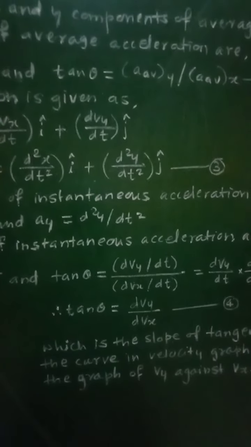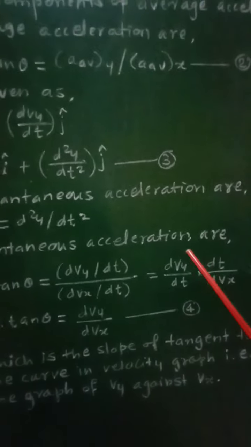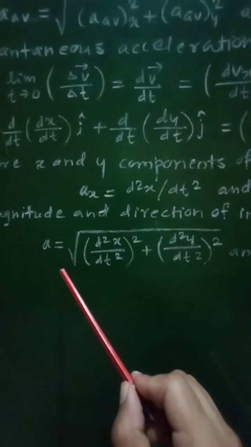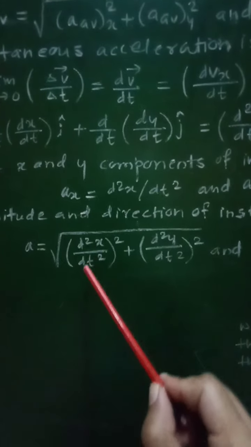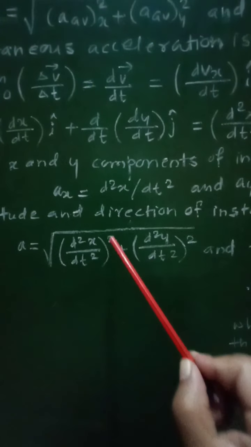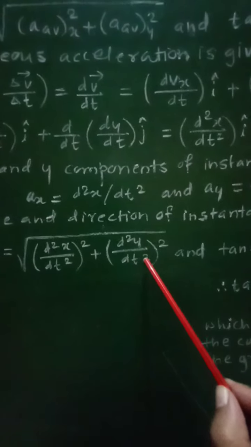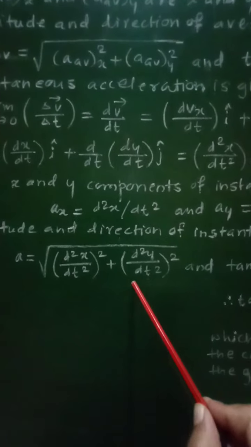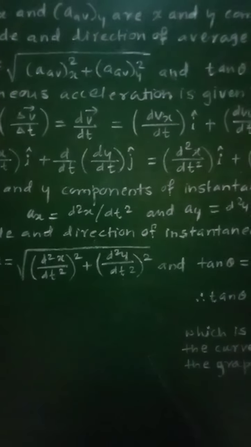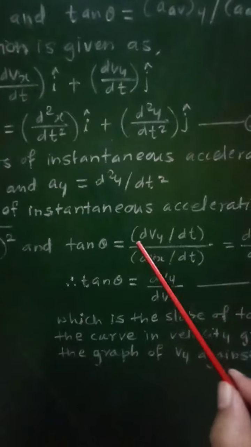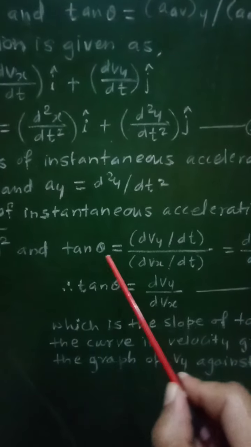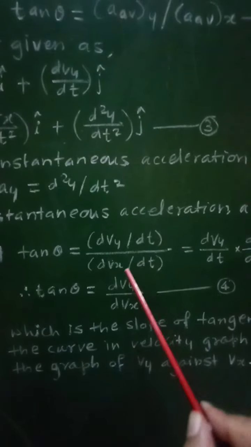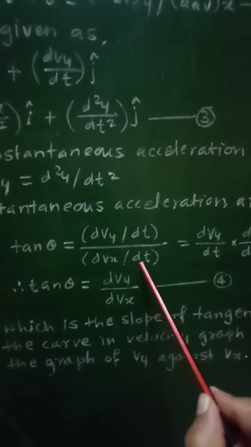So the magnitude and direction of the instantaneous acceleration are given in terms of x and y components as a is equal to square root of (d square x by dt square) whole square plus (d square y by dt square) whole square. So this equation will represent the magnitude of instantaneous acceleration, and its direction will be given as tan theta equal to dvy by dt divided by dvx by dt.